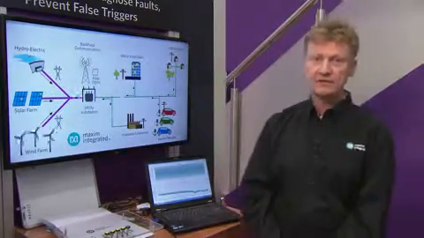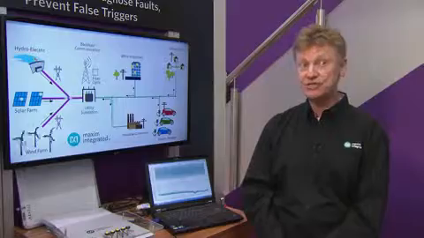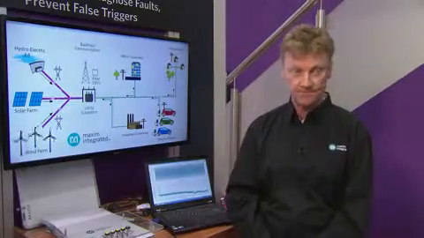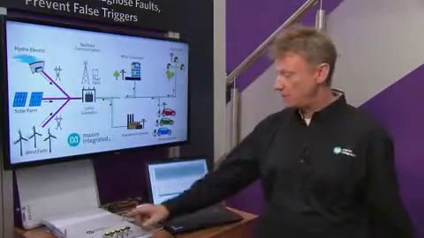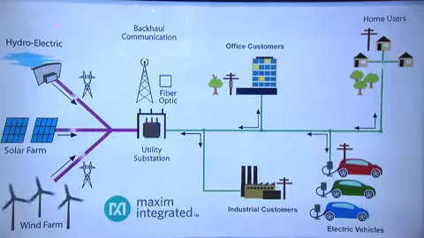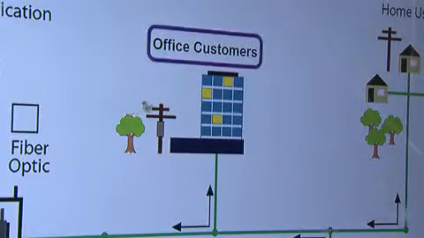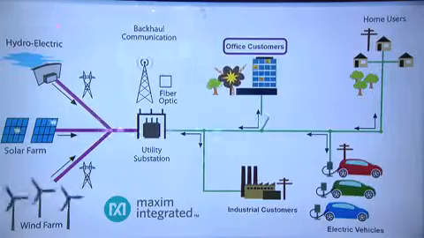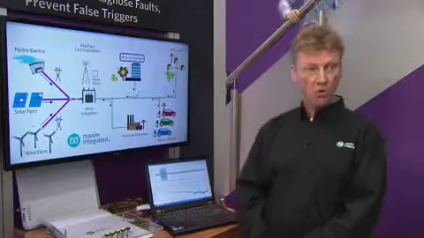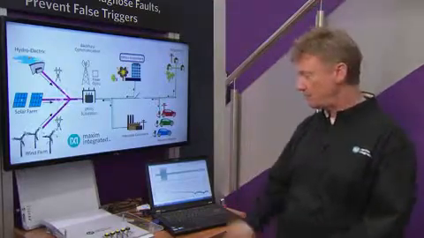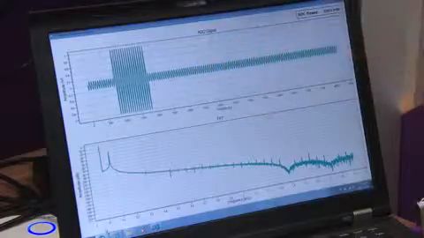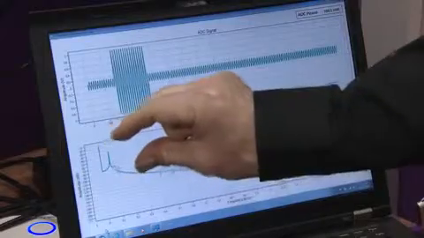So here we have an illustration of how we can measure different types of faults. So when I press this first button here, a squirrel leaps into a transformer, causes an open. AC input goes flat. That generates a unique FFT.